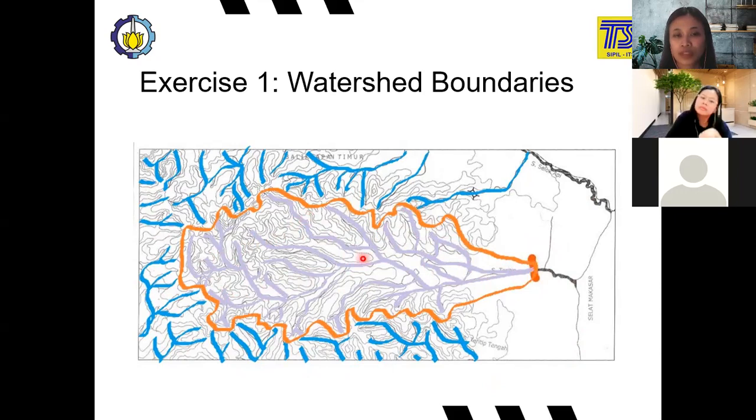When you draw the boundaries, you have to pay attention to the contour. It should be following the contour more or less, because when you draw with a pen, it's a little bit hard if you use a mouse to follow the contour perfectly. But the right one is that the boundary should follow the contour.